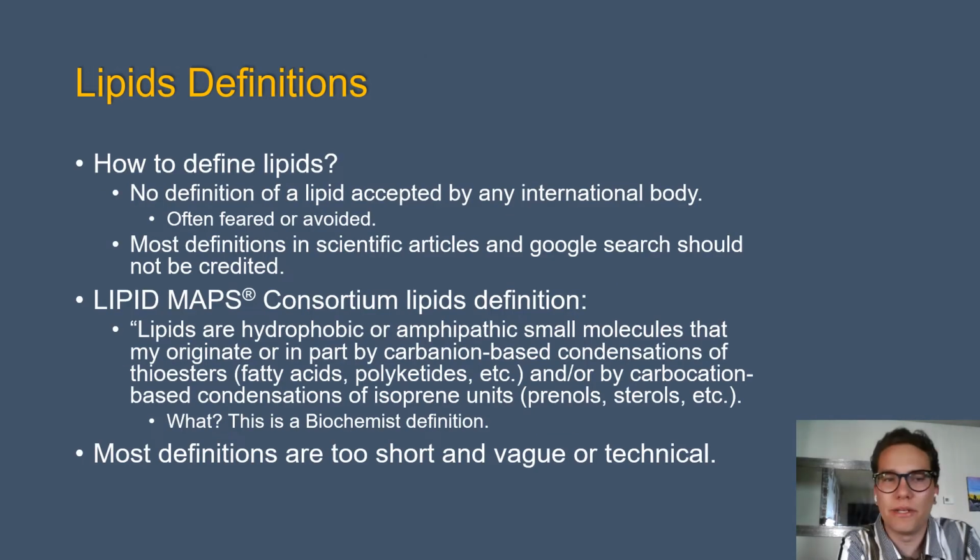So how do you define lipids? Well, it's actually quite hard to define lipids as there's no international body with a definition. Between scientific articles and Google searches, the definitions are too different to credit any one. So we define ours by LIPID MAPS. This is a site where people are coming together for lipidomic research, which this is. And here's the definition, which is actually more of a biochemistry definition, and it's very technical, which is helpful for us as we're using a mass spectrometer to identify lipid species. However, other definitions are usually too short and vague.